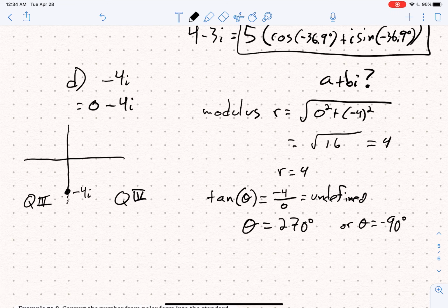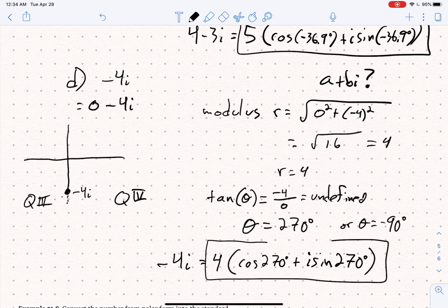And let's go ahead and write this thing in polar form. Negative 4i is equal to the modulus 4 times cosine 270 plus i times sine 270. That's our polar form of the complex number negative 4i. All right, that's it for this example. In the next one, when we come back, we'll look at transforming complex numbers the other direction, starting in polar form and moving to standard form.